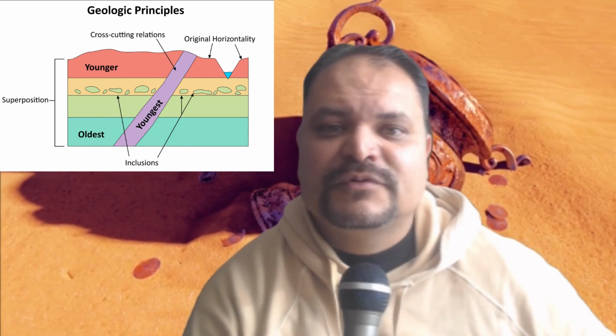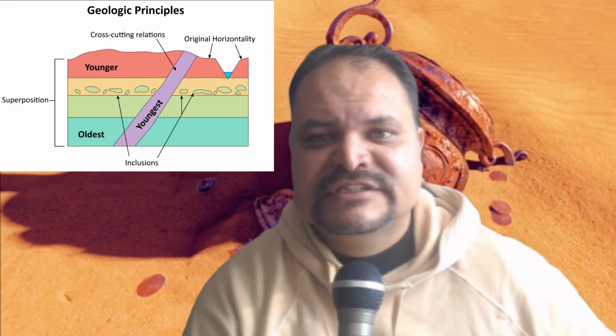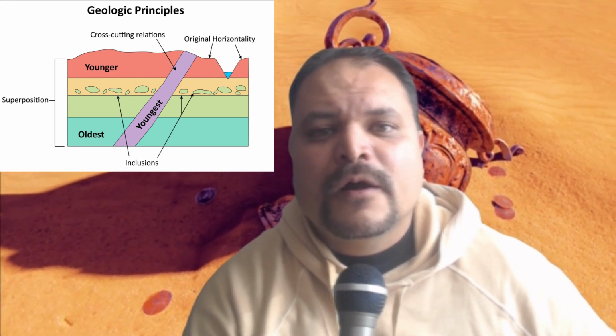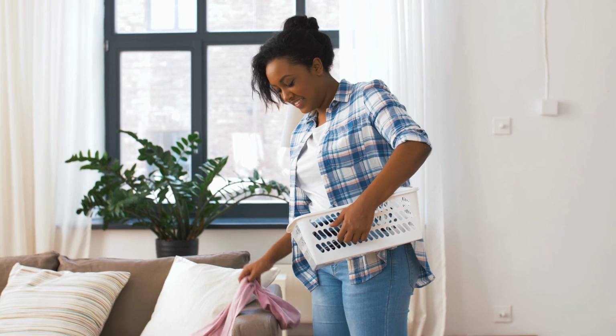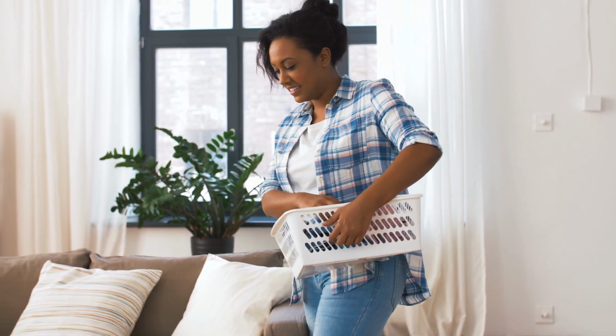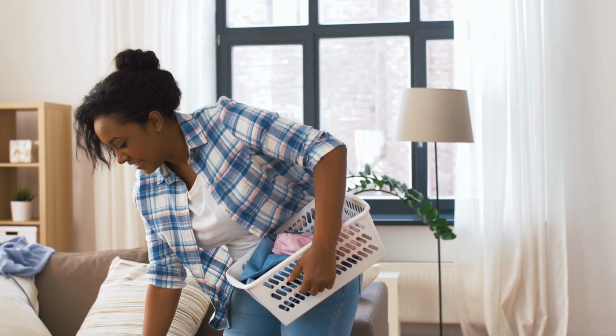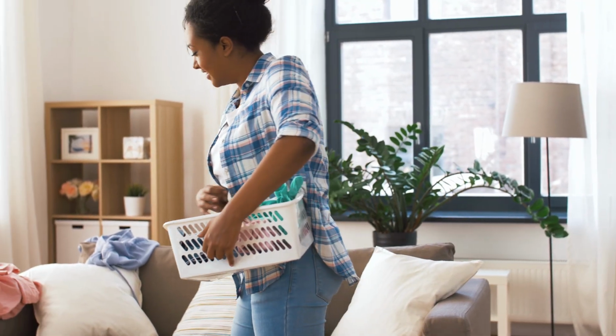Stratigraphy is based on the principle of superposition, which states that older layers are buried beneath younger layers. Imagine a laundry basket filled with dirty clothes. The socks at the bottom are likely older than the shirts in the middle, which are older than the towels on top. Another relative dating method is typology.